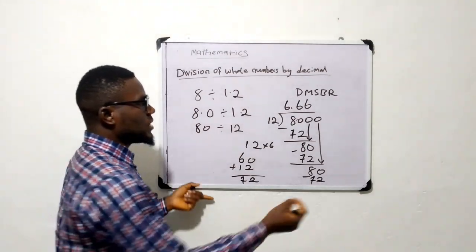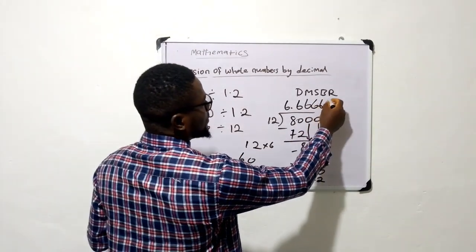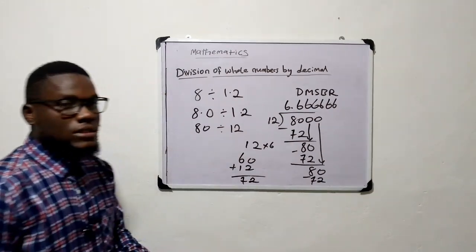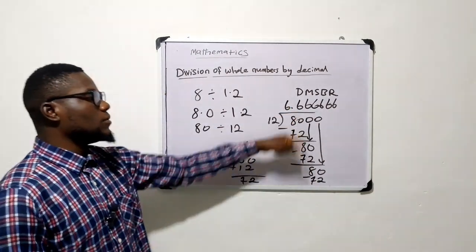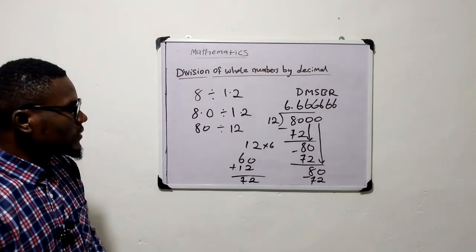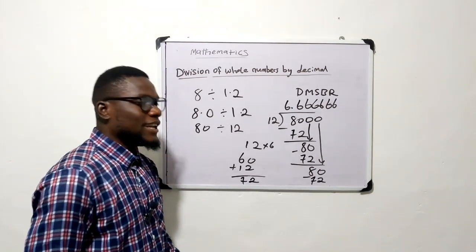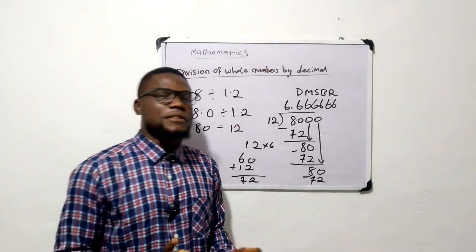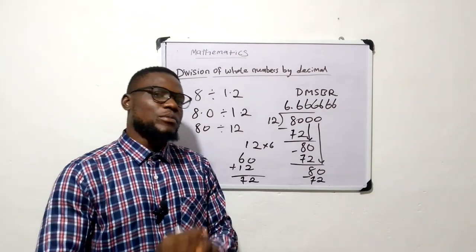If you like, you might have something like this in your calculator: 6.6666. They are all the same thing, because if you continue this process, you're going to have 6.6666. So this is the end of our class in division of decimals, or operation with decimals.